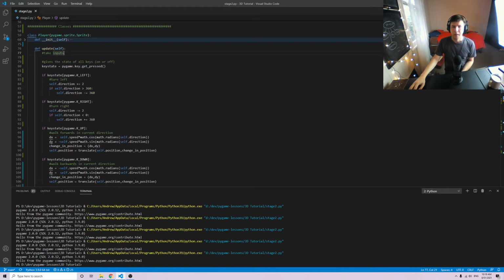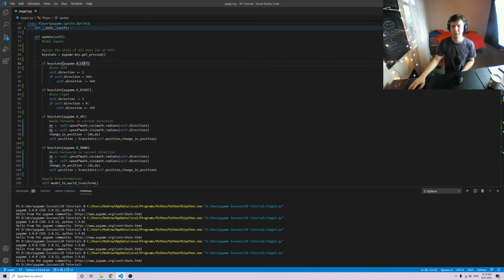Okay, so the usual stuff, right? Inputs: this function Pygame key get pressed returns the state of the keyboard. So it's a bunch of Boolean variables, and we can just test that. When we say if key state Pygame key left, that is saying if the left key is down, and similarly for all of these other ones. So just the normal sort of stuff. To turn to the left, that is anti-clockwise, we increase the direction. If we're above 360, just take away 360. That just makes sure that our direction doesn't keep going up above 360 degrees. Same for going right.